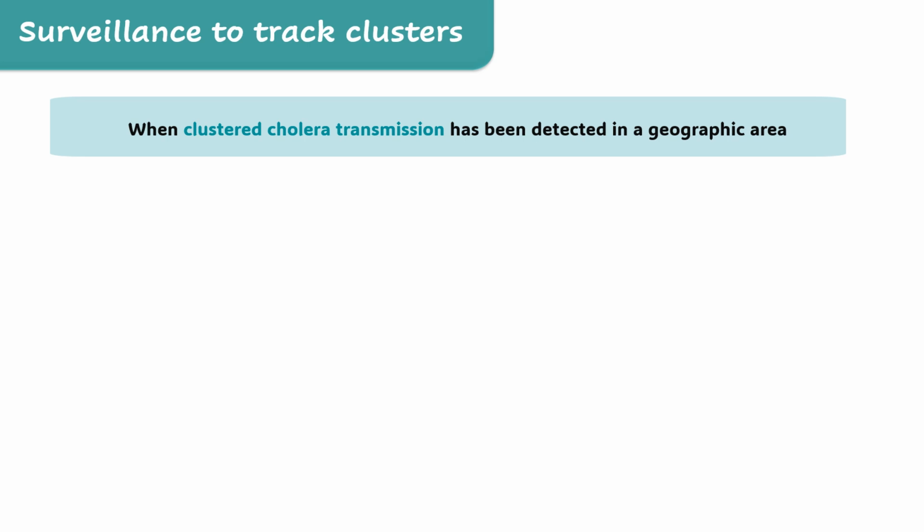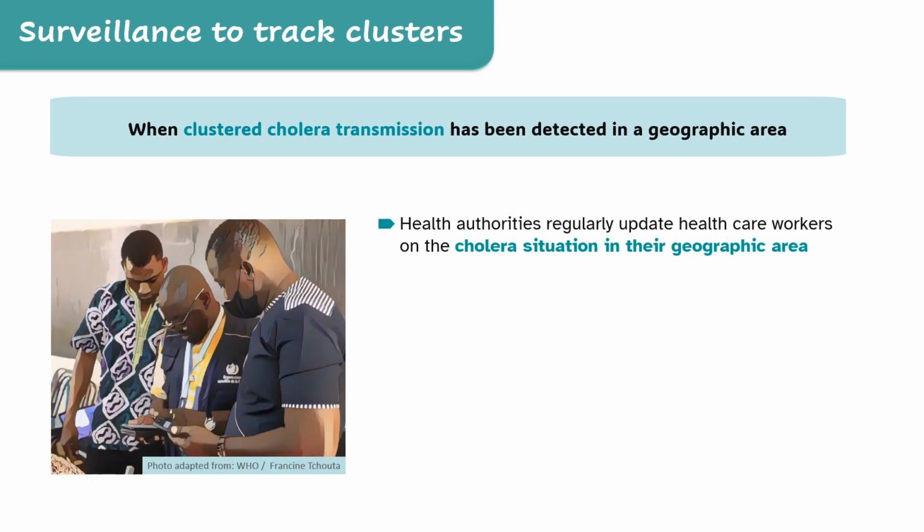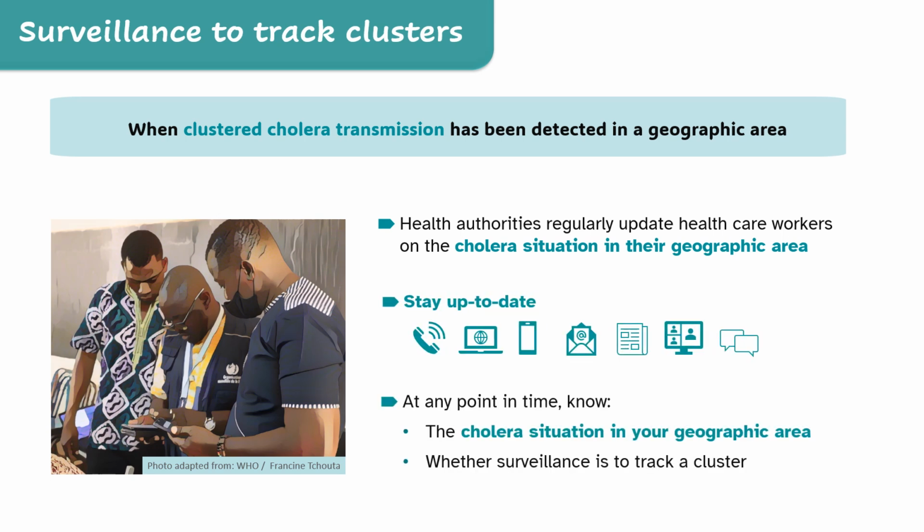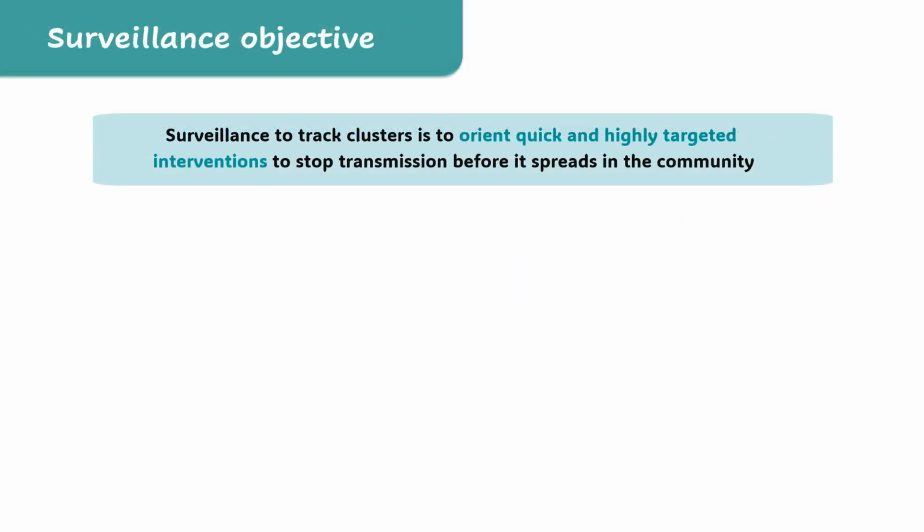Surveillance is implemented to track cholera clusters when cluster transmission has been detected in a local geographic area. Health authorities regularly share information and updates on the local cholera situation. Make sure to stay up to date. That way, at any point in time, you will know the cholera situation in your local geographic area and whether you should implement cholera surveillance to track clusters. Surveillance to track clusters is to orient quick and highly targeted interventions around the cases to stop cholera transmission before it starts to spread in the community.